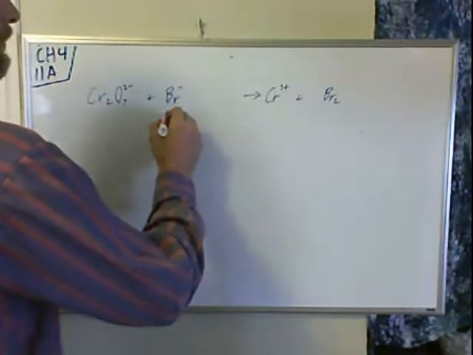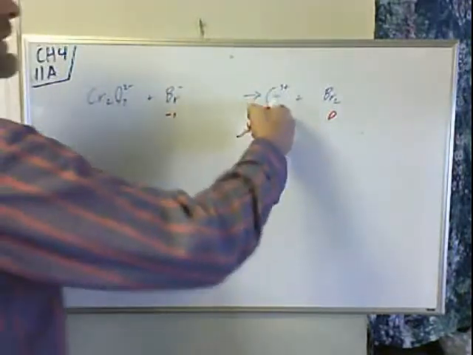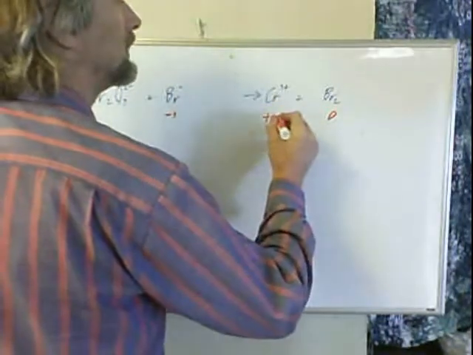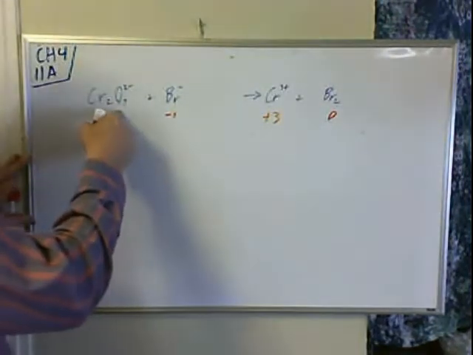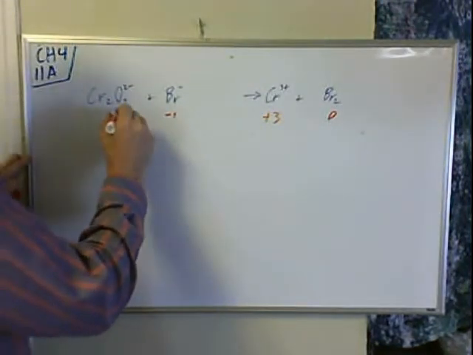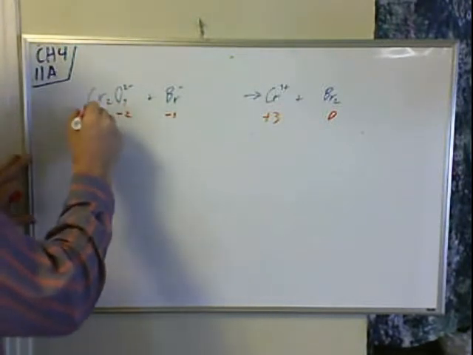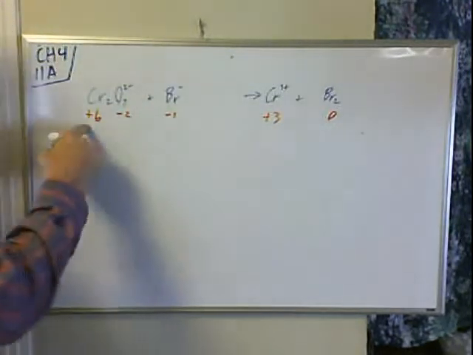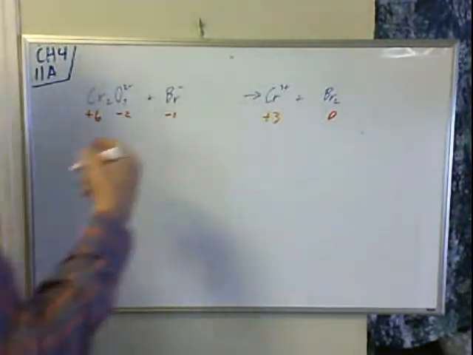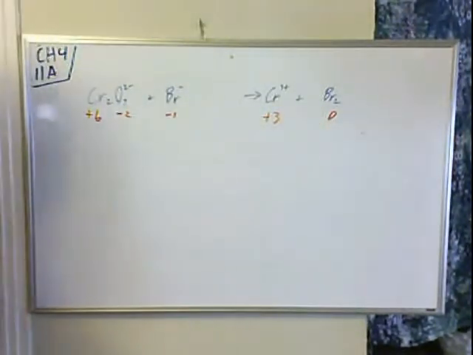We have a -1 for the bromine, 0 for the elemental bromine, +3 for the iron, monatomic iron. And for this, we will assign a -2 for the oxygen. By using the summation rule, we'll figure out that the chromium is a +6. So chromium is being reduced and the bromine is being oxidized.